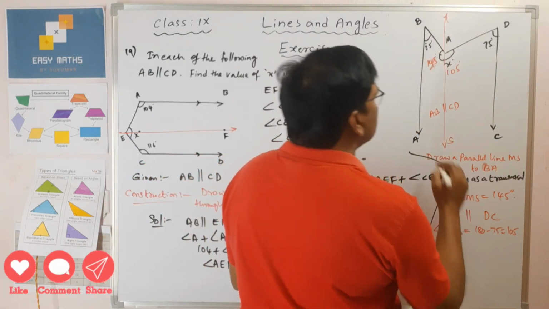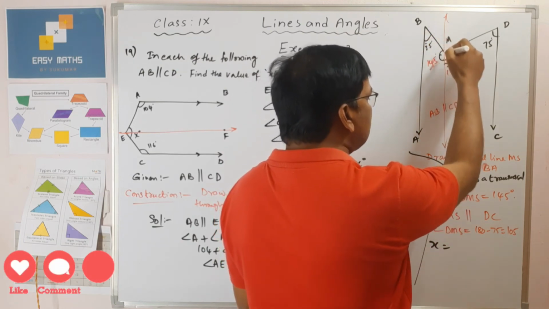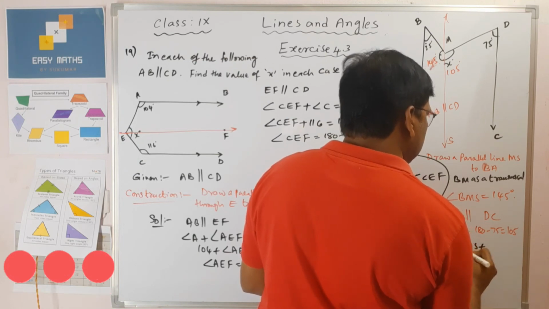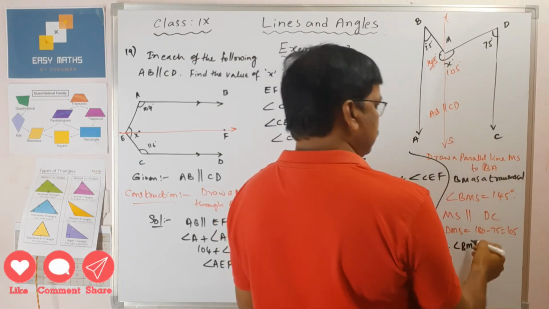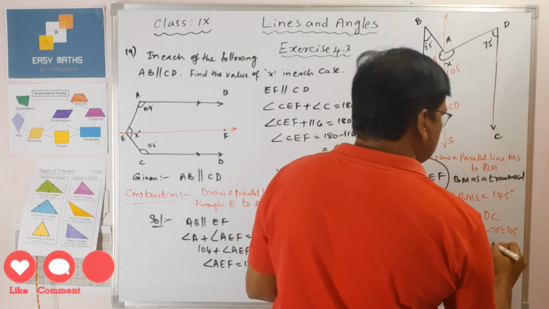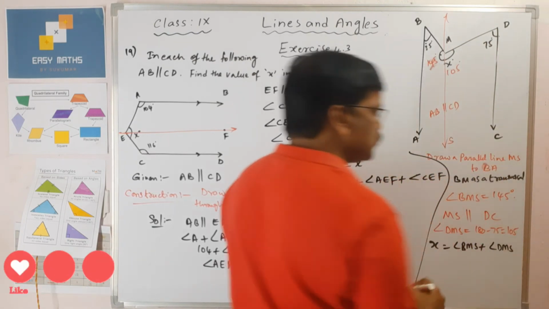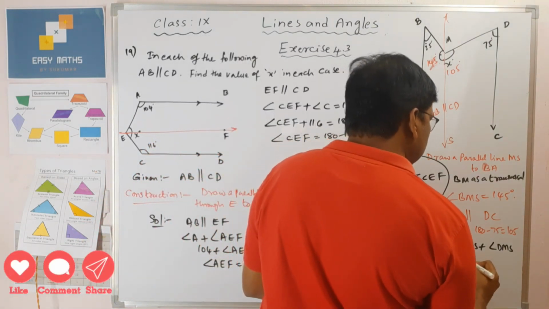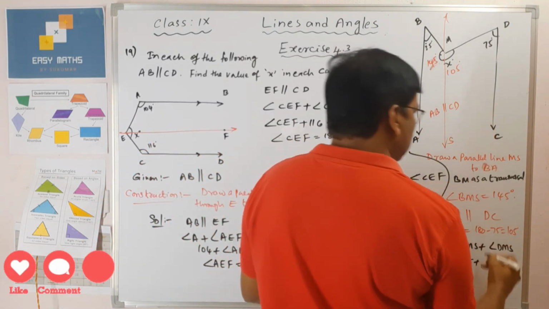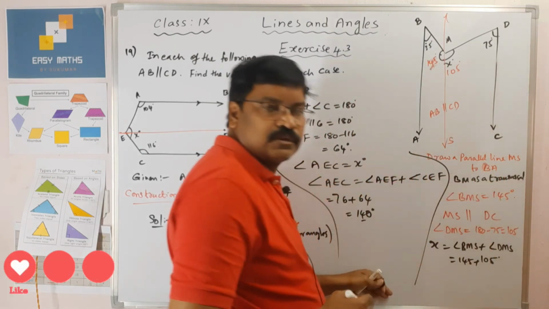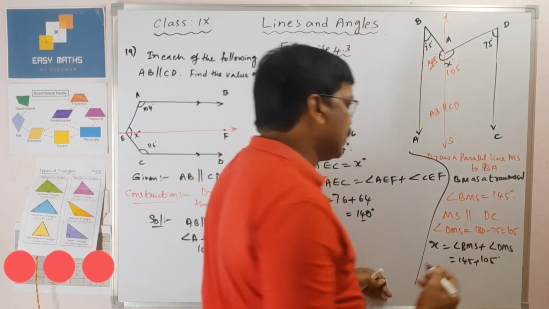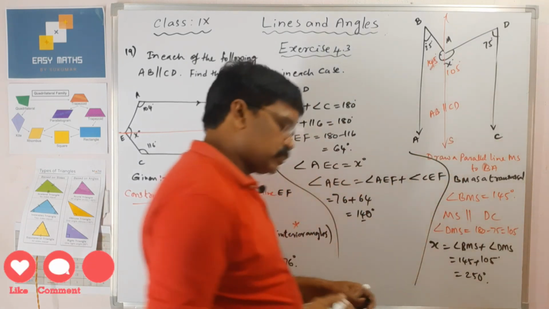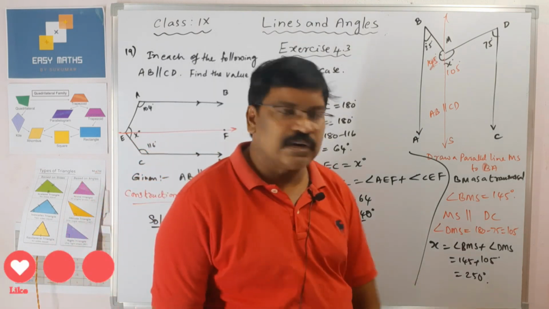X is the sum of angle BMS plus angle DMS. This BMS is 145 degrees, and this DMS is 105 degrees. So 145 plus 105 is equal to 250 degrees. So here the value of x is 250 degrees.